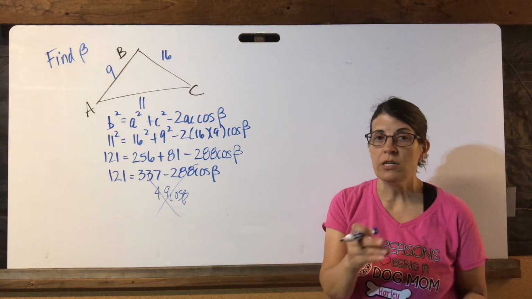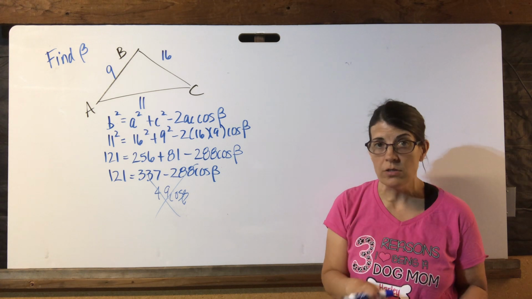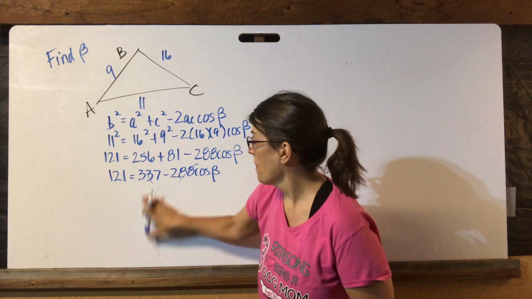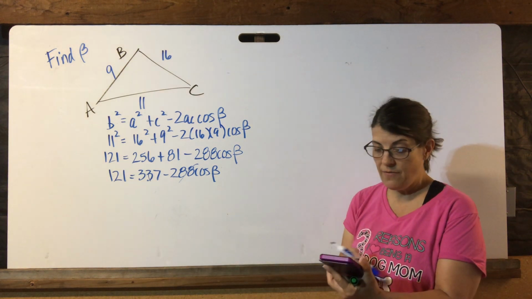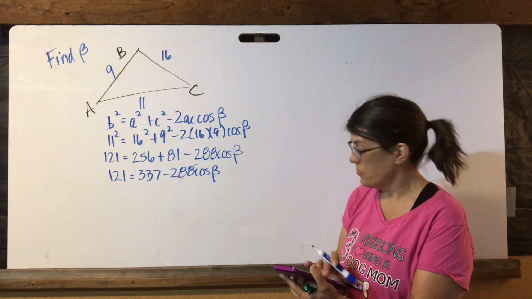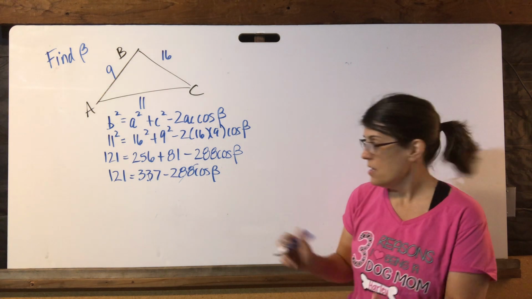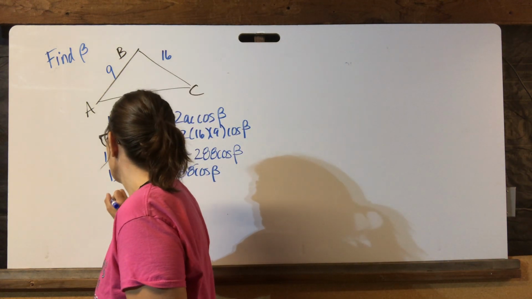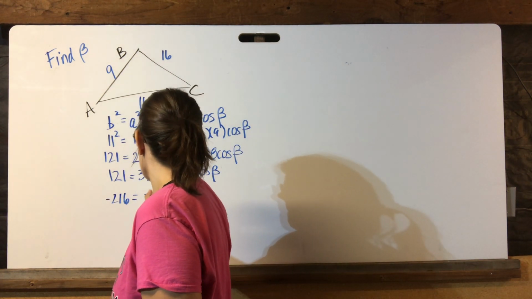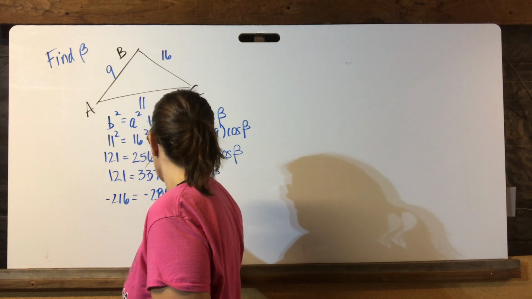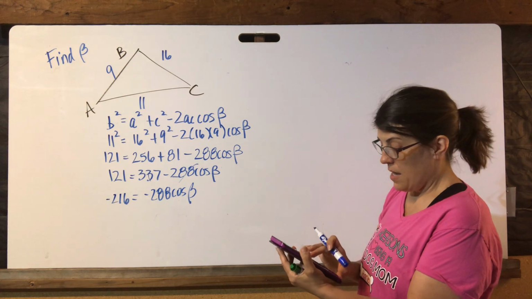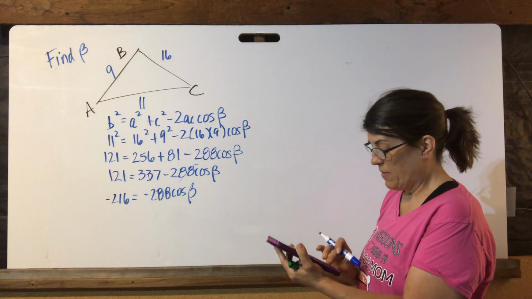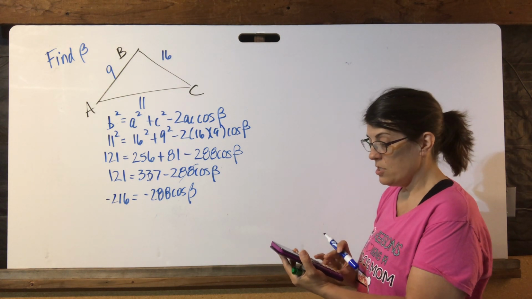I am going to teach you the derivation of how to find the angle in a minute, which you should know how to do anyway. Here we go. Subtract 337 from both sides. Negative 216. Divide both sides by negative 288.